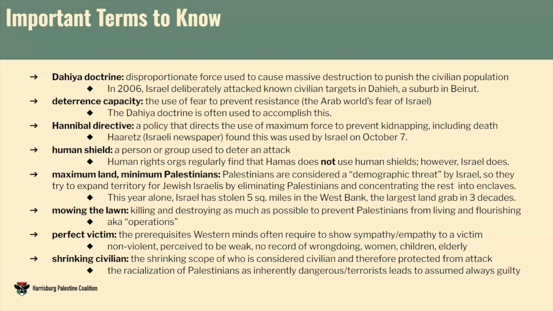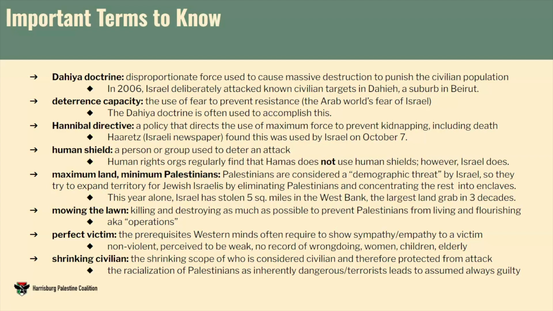The next term, human shield, this one's kind of self-explanatory. It is a person or group used to deter an attack. Human rights organizations regularly find that Hamas does not use human shields, however, Israel does. As an aside here, when you hear things like "every accusation is a confession," you'll often hear Israel accuse Hamas of using human shields, for example, and when you look through a lot of the human rights reports that follow these operations, it's not Hamas that uses them, it's Israel.